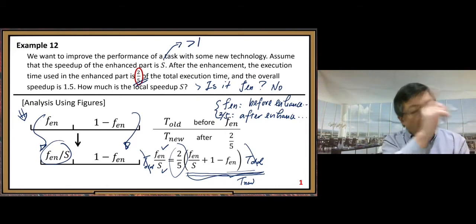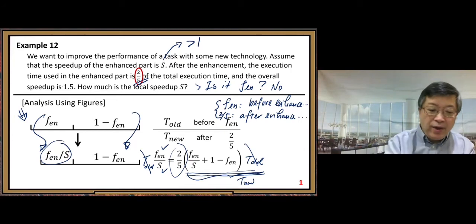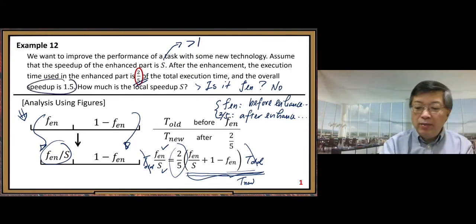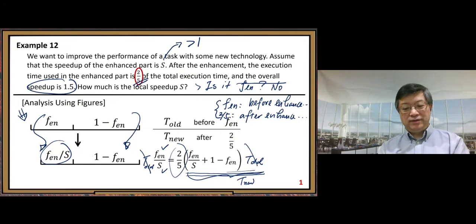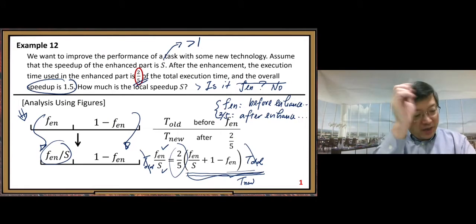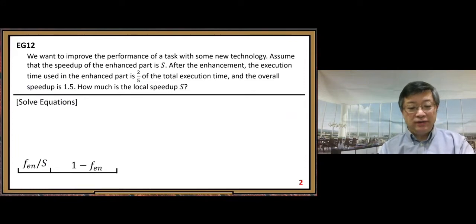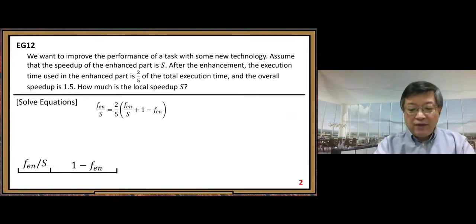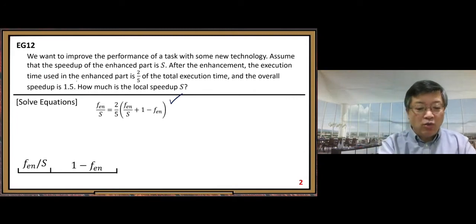So we need another equation. Remember, we have the overall speedup of 1.5. That can help us set up our second equation. So we get a second equation. All right, so let's continue. We already have the first equation, but now we need a second equation using this 1.5.